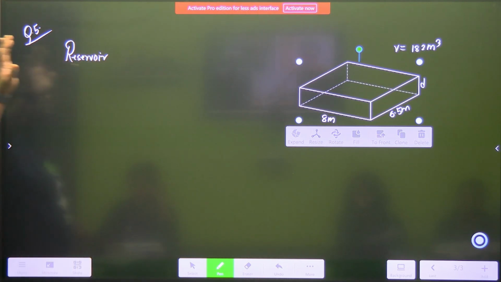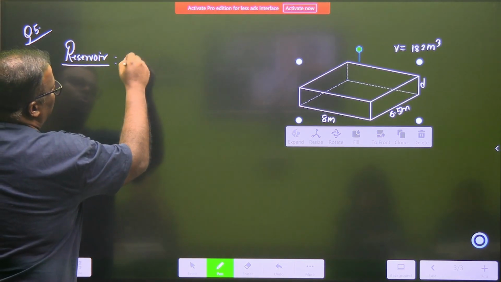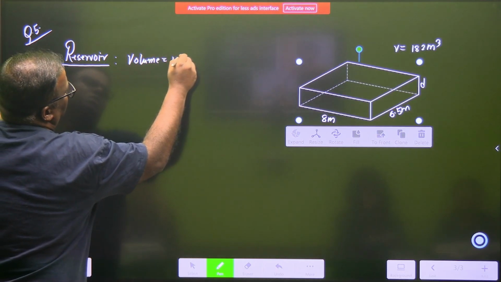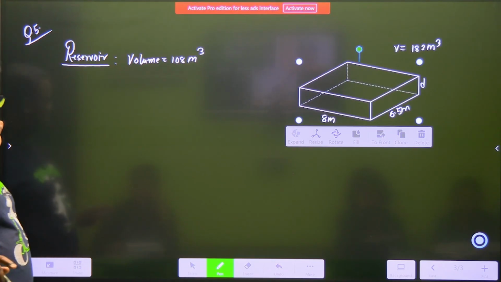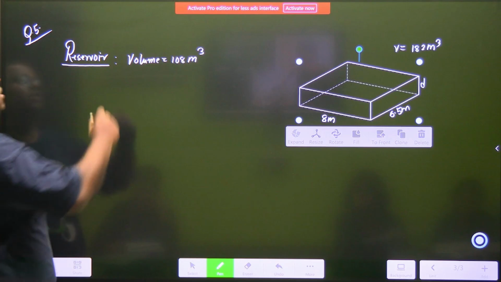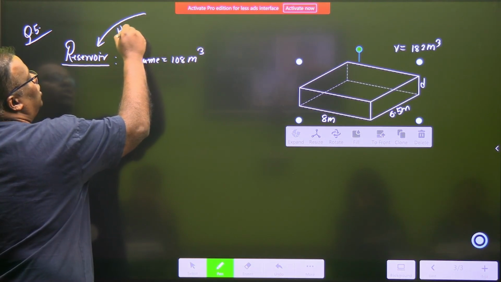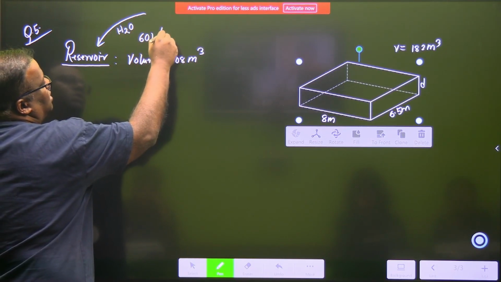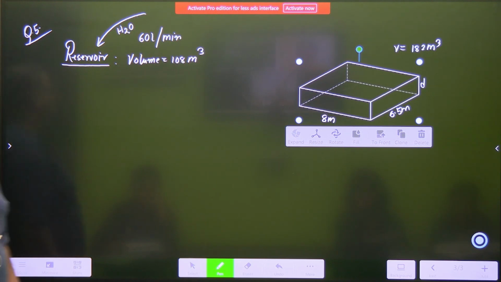We don't know. So we have a reservoir. And in this reservoir, what is the volume? Tell me. 108 meter cube. 108 meter cube is the volume. Are we fine with this? Very good. Okay, next. Water is poured into it at the rate of 60 liters. We are pouring water into it, and there is a speed. 60 liters per minute. How many hours will it take?